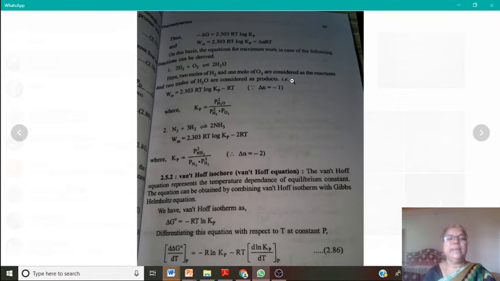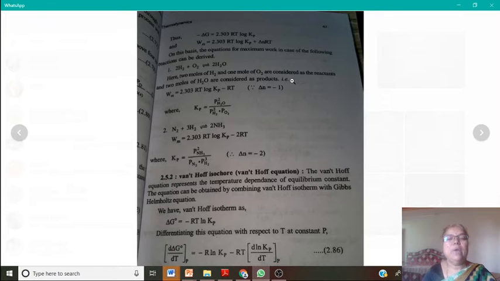Similarly, in the second example, suppose we have N2 plus 3H2, it gives 2NH3. Here there are 2 moles of NH3, that means n2 is equal to 2, and n1, the moles of reactant, is 3 plus 1, that is 4, and 2 minus 4 is equal to minus 2.